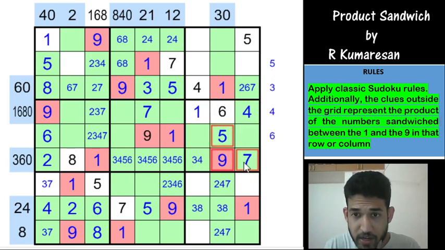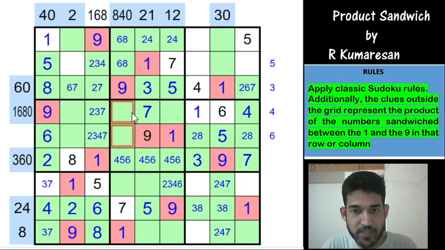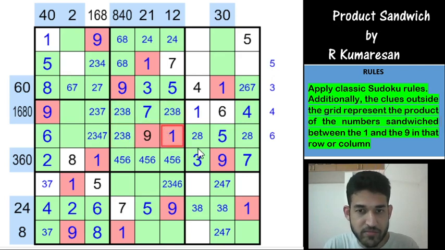1, 4, 6, 5, 7, 9, 2, 3 and 8. So this has to be a 3. These two cells will be 2, 8. And this has to be my 4, 5, 6. And this has to be my 2, 3, 8.